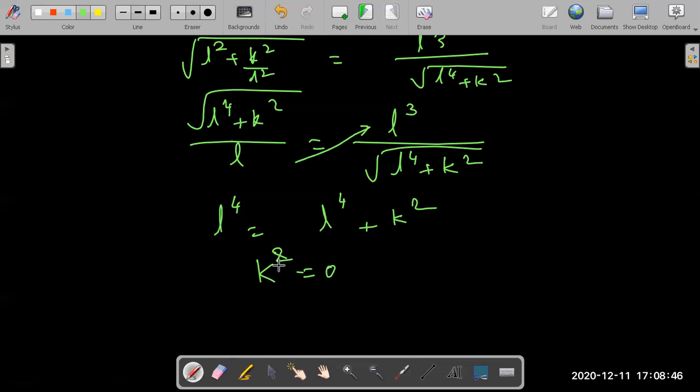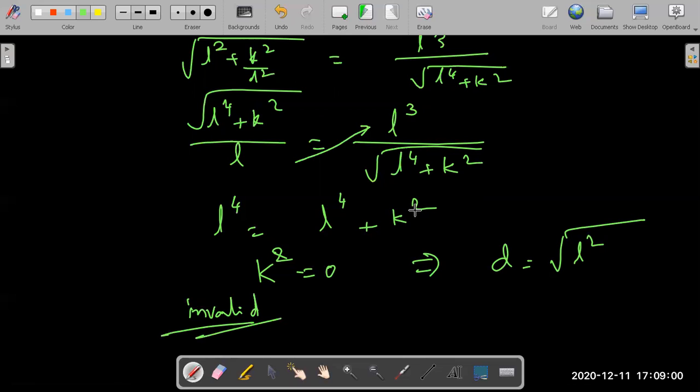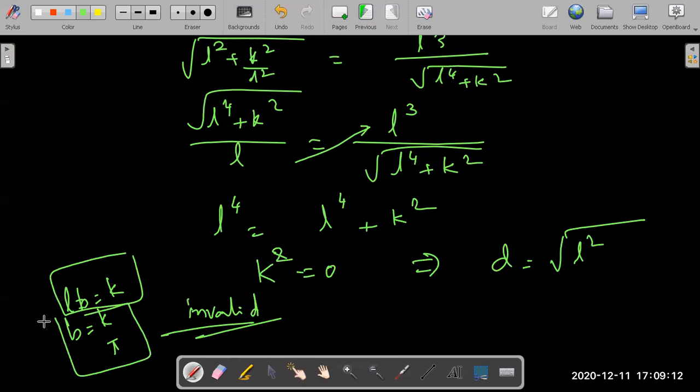Understand it? Then this implies that d is equal to the square root of L squared. So that means the breadth would be 0. It is an invalid case. You can't have k squared be 0, because L times B is equal to k. So this is an invalid condition.